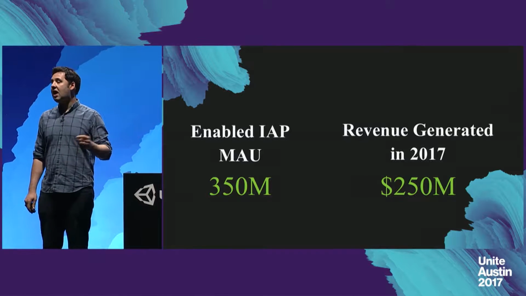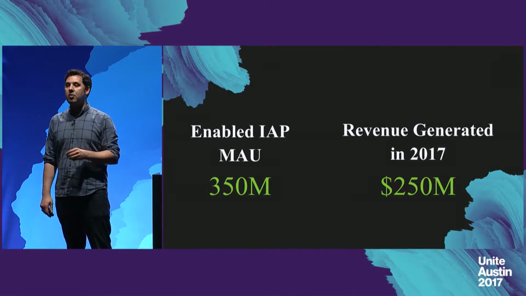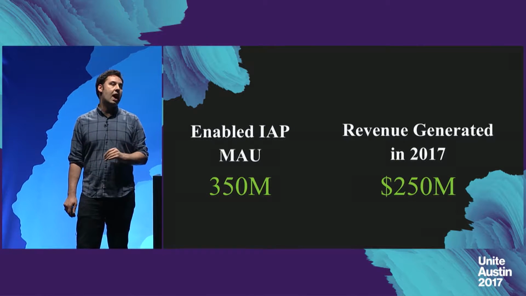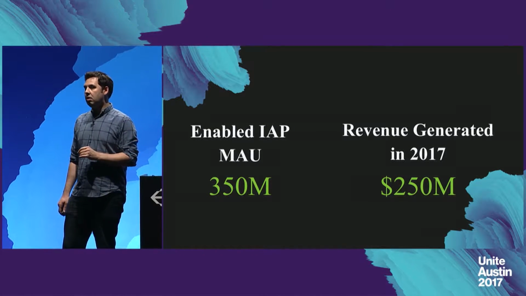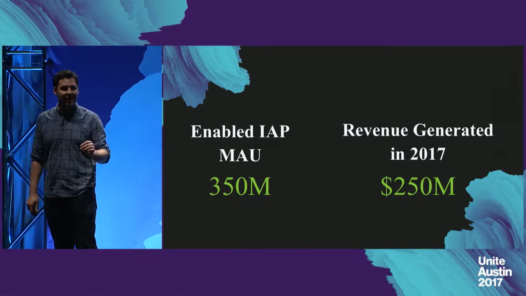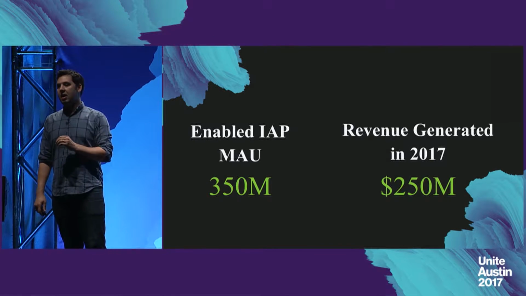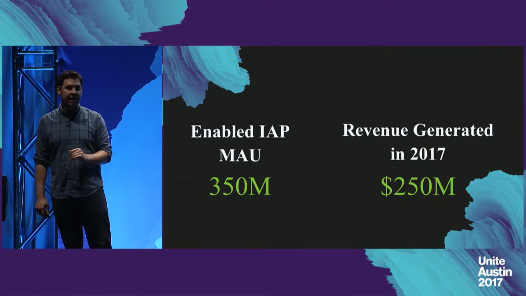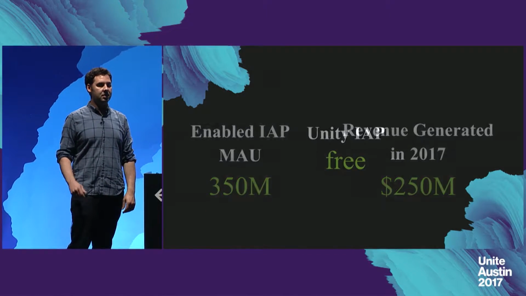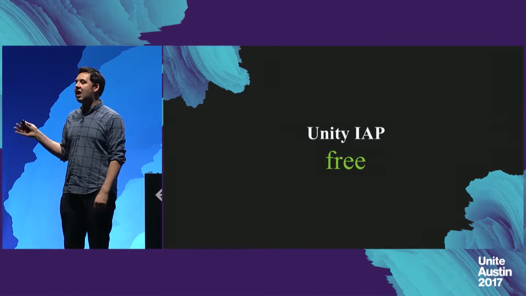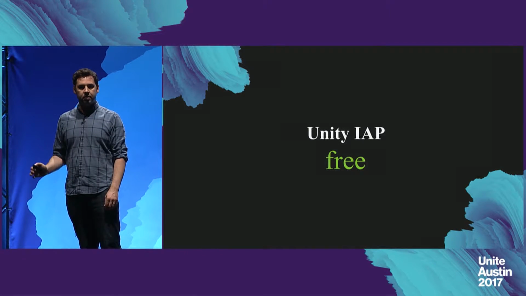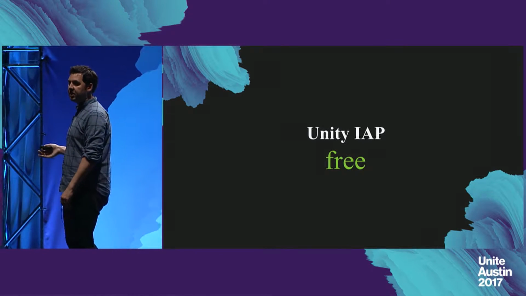Since then, Unity IAP is enabled in over 350 million MAU running in app stores today. You all have generated $250 million in transactions using Unity IAP in 2017 alone. And that number continues to grow. So congratulations. Best of all, Unity IAP is free and built into the Unity editor. And today we're going to be talking about some exciting updates to that.